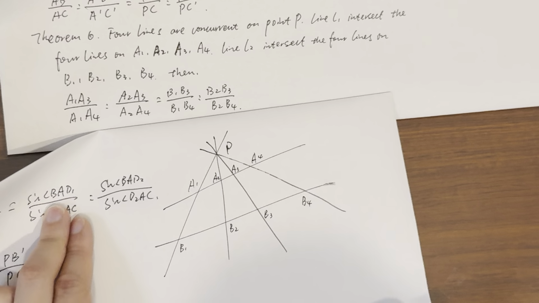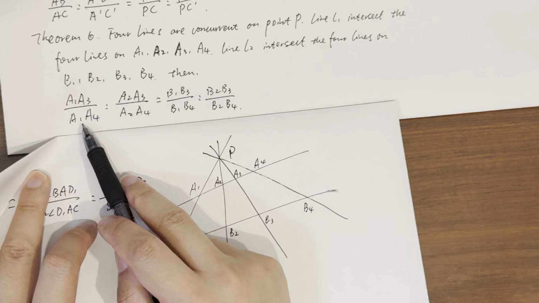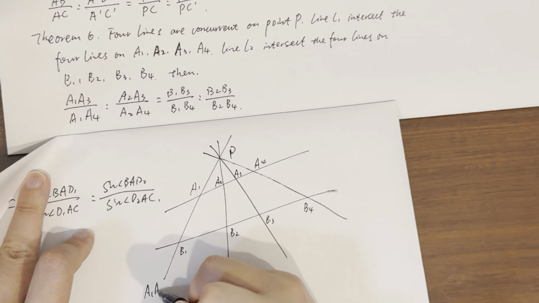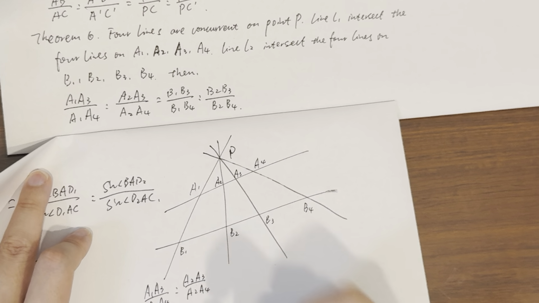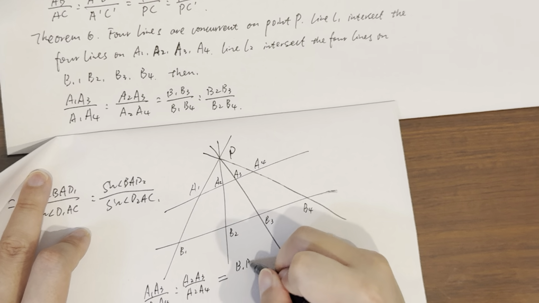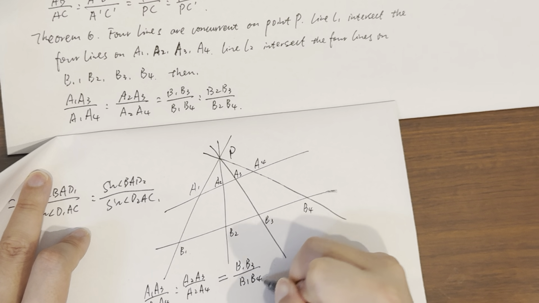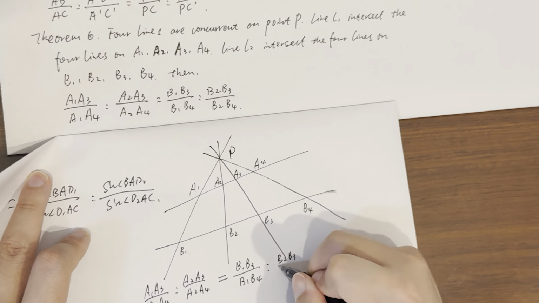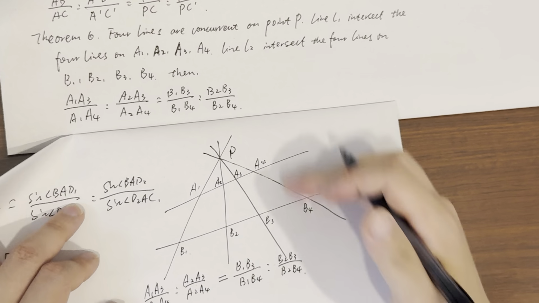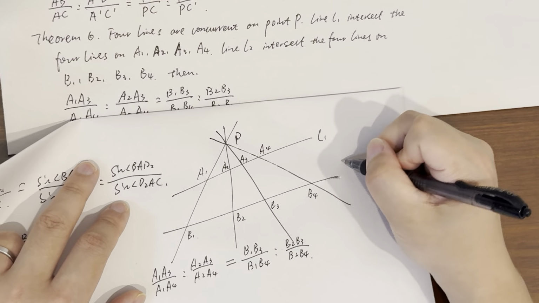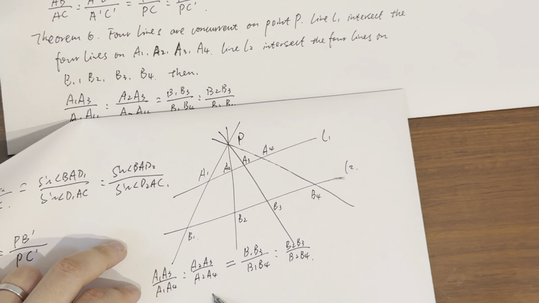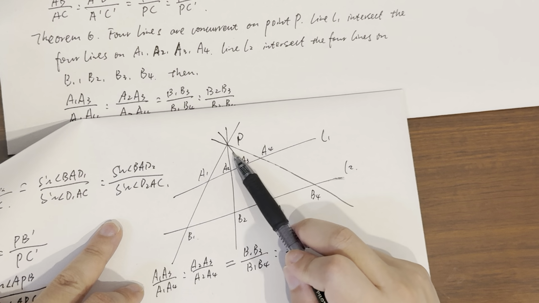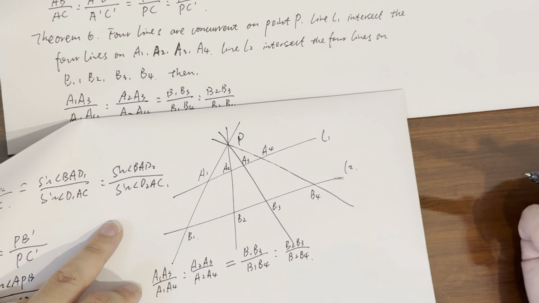Now we want to calculate the ratio A1A3 to A1A4 to A2A3 to A2A4. We want to prove it equals B1B3 to B1B4 to B2B3 to B2B4. Because L1 and L2 are arbitrarily chosen, we just need to prove that this ratio is only related to these angles, right? And then it's obviously true.